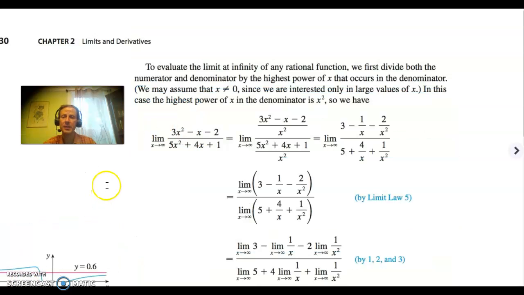Now, a lot of the problems that you're going to be asked to solve with these infinite limits are where the function is a rational function. And if you don't remember, a rational function is simply one polynomial divided by another polynomial. Now, the book and I do this slightly different. The book says basically pick out the highest power of x that appears, in this case it's x squared, and divide the top and bottom by x squared.